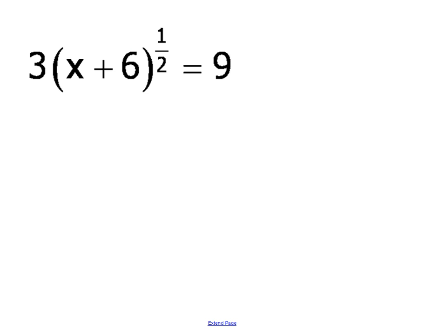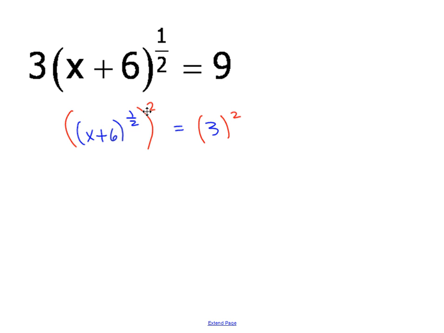Alright, so again, I told you you're supposed to divide both sides by 3 first. So that would give you x plus 6 to the 1/2 equals 9 divided by 3 is 3. So you could rewrite this and make this the square root and then take both sides to the second power. Or you can multiply 1/2 and 2, the reciprocal, and get 1. So I'm going to raise this, a power raised to a power.